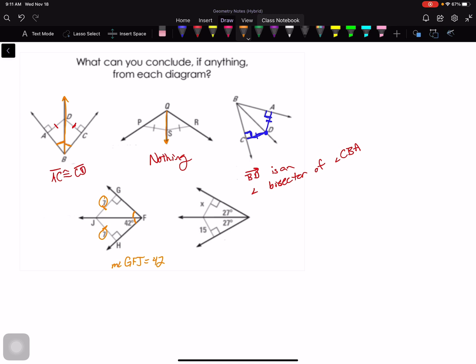Very similarly, here we could say that X equals 15 because we know that we have an angle bisector here because they're both 27 degrees. The perpendicular distances, which we have here, are the exact same. So X equals 15. That's it.